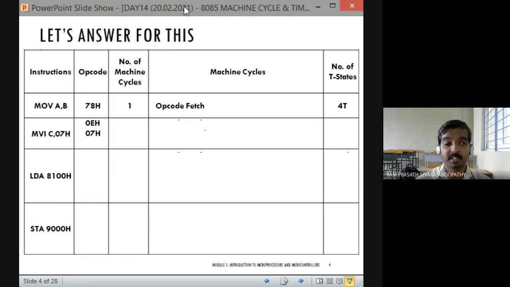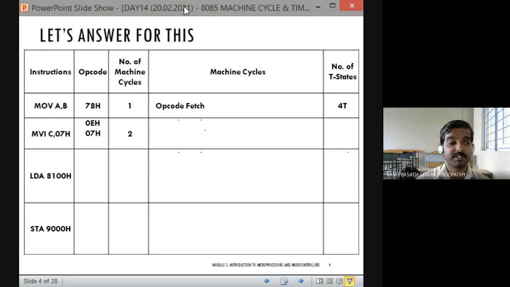How many machine cycles does it take? Yes, 2 machine cycles. Okay, can you type it in the chat? What are the 2 machine cycles involved during the execution of MVI A, 07H? Yes, very good, Anthony Surya.